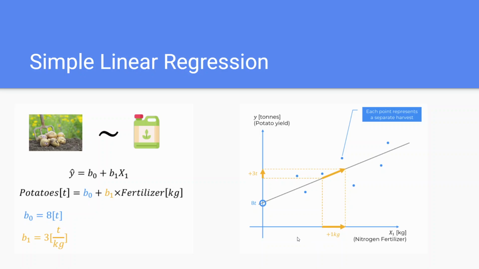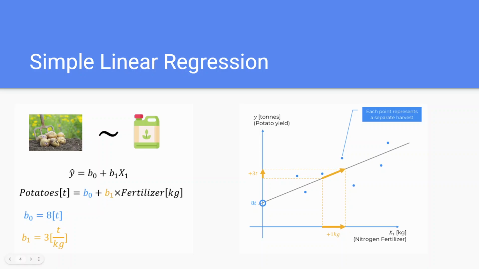So here we can change our simple linear regression equation according to our example. x1 here is the amount of fertilizer that we are using, and y hat is the potato yield. So after applying this simple linear regression algorithm, we can find the intercept and the slope of this equation, that means the b naught and b1 values.